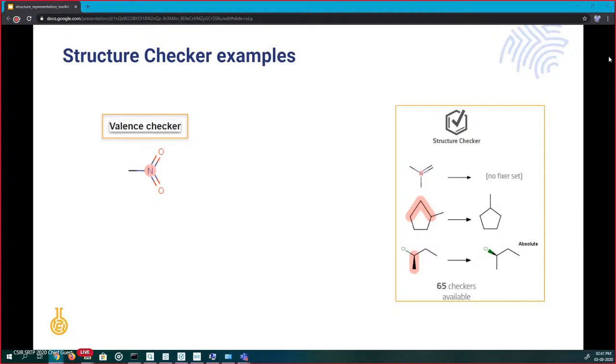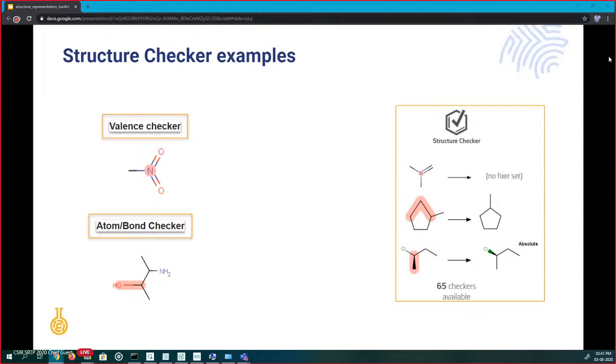One of the options available with the structure checker is the valence checker. In this example, you see nitrogen has 5 valency, and there is this semi-red or light red sphere over the nitrogen. It tells that there is a valency problem with the nitrogen.